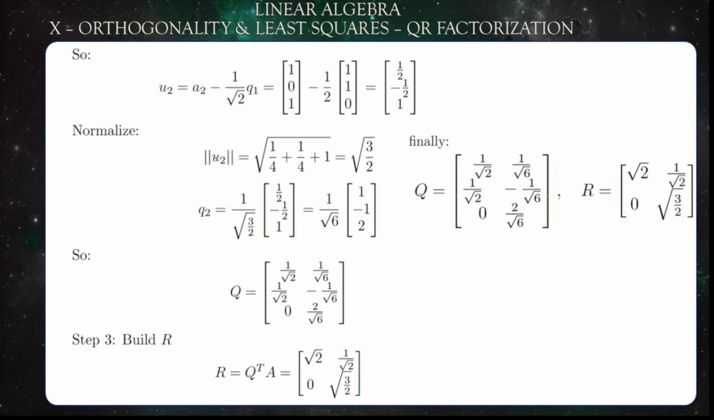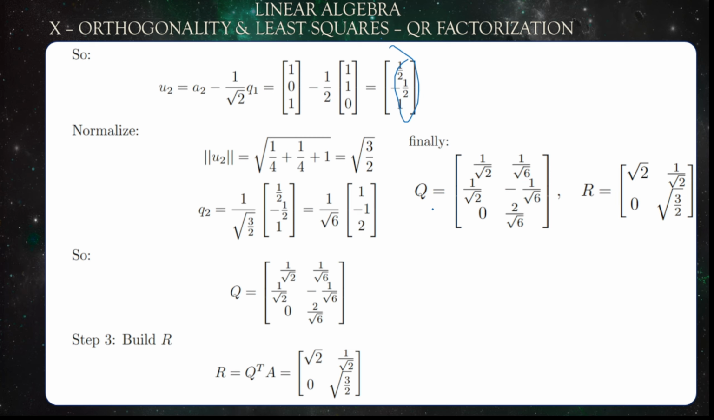To normalize, the size of U2 is the square root of (1/2) squared plus (-1/2) squared plus 1 squared, which is 1/4 plus 1/4 plus 1, equal to the square root of 3 divided by 2. Now Q2 is equal to U2 divided by the square root of 3 over 2, since we are normalizing by the size of U2. This gives you Q2.